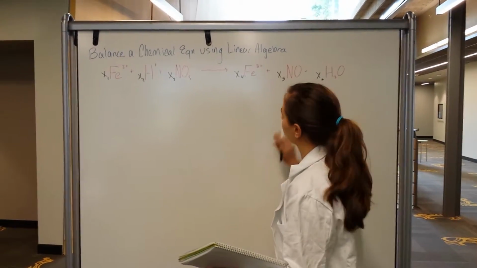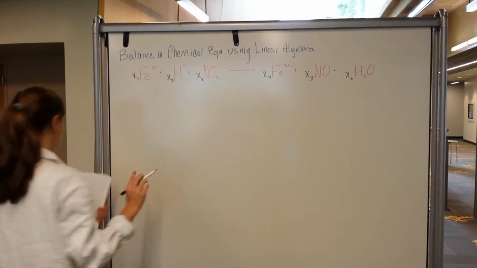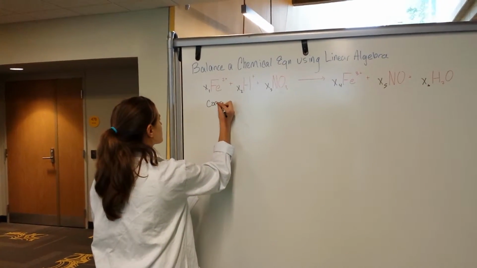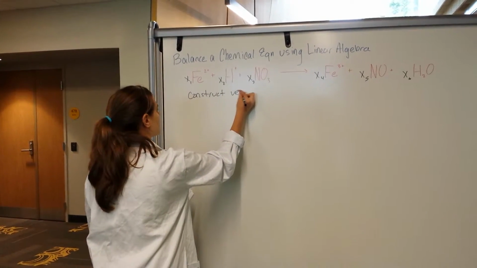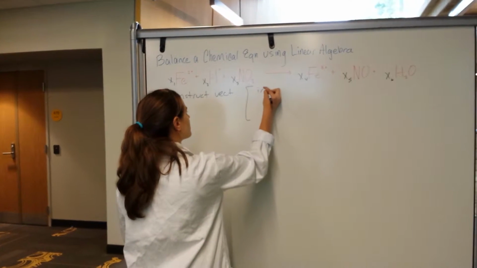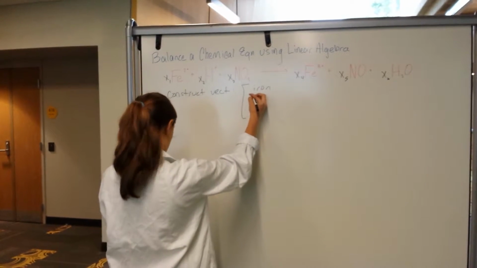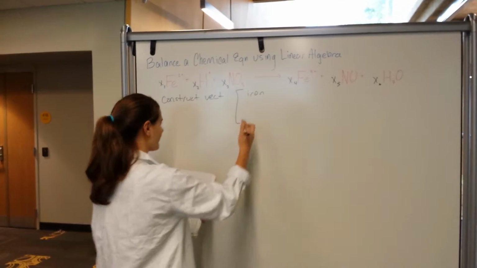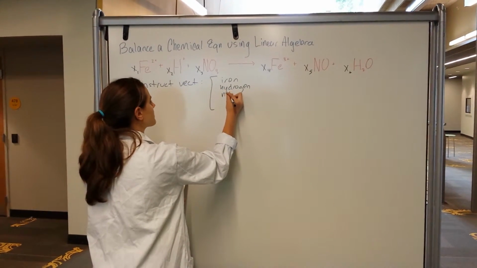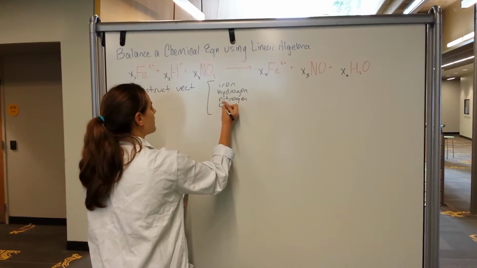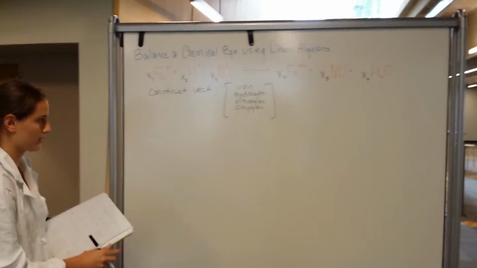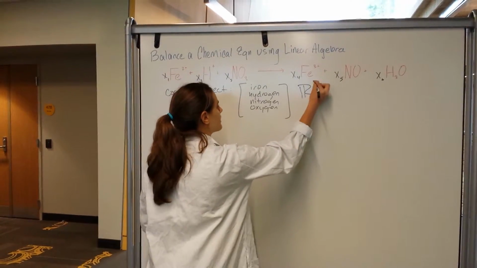So what's really important for this kind of problem is you have to construct a vector and keep your variables constant. So construct a vector in which we have iron first, so that'll be x1, hydrogen, nitrogen, oxygen, and that's it. So those are our four elements that we're going to be finding. So we're working in R4.